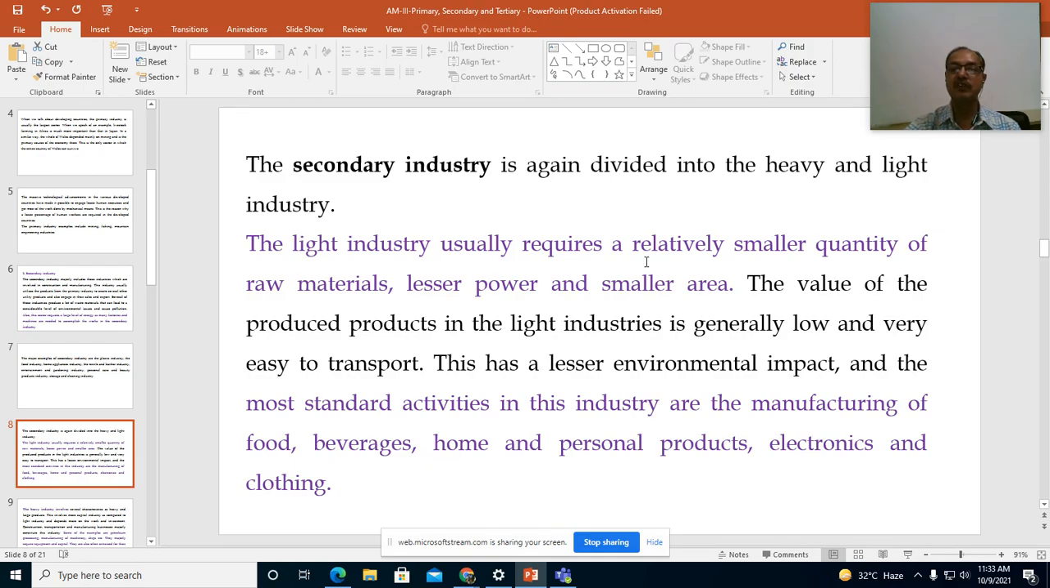The light industry usually requires a relatively smaller quantity of raw materials, lesser power, and a smaller area. The value of the produced products in the light industry is generally low and very easy to transport. This has a lesser environmental impact, and the most standard activities in these industries are manufacturing of food, beverages, home and personal products, electronics, and clothing.